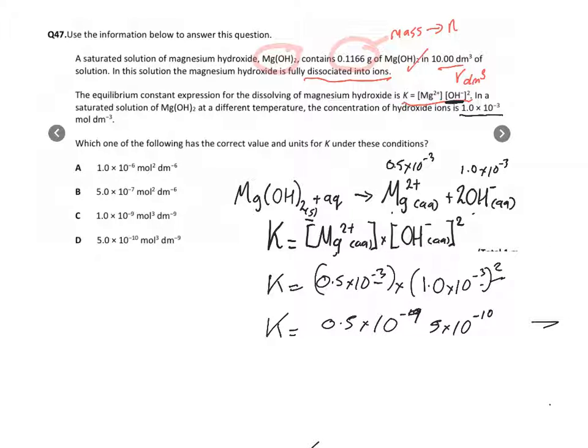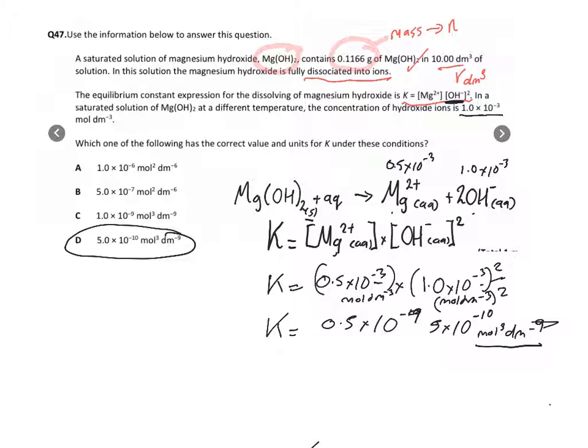The units must be moles cubed dm to the minus 9. Why? Because the concentration there is moles per dm cubed, and moles per dm cubed squared gives the units of moles squared, and overall moles cubed dm to the minus 9, and that corresponds to D.